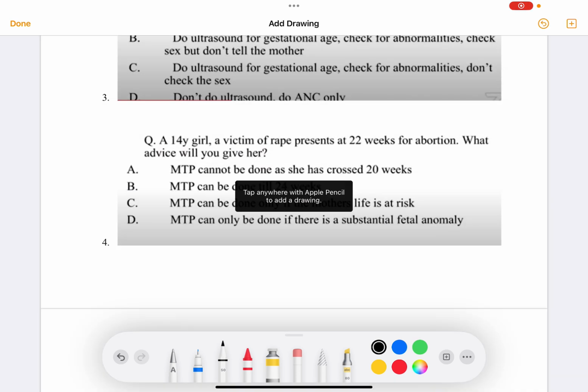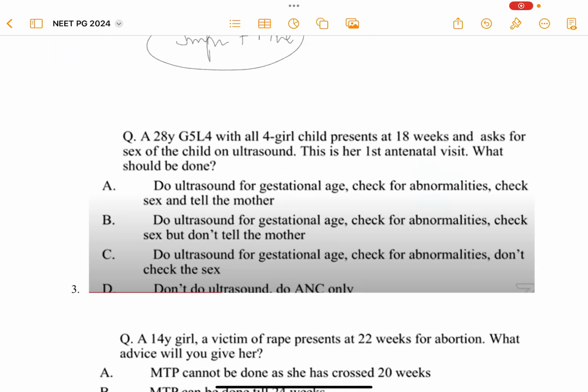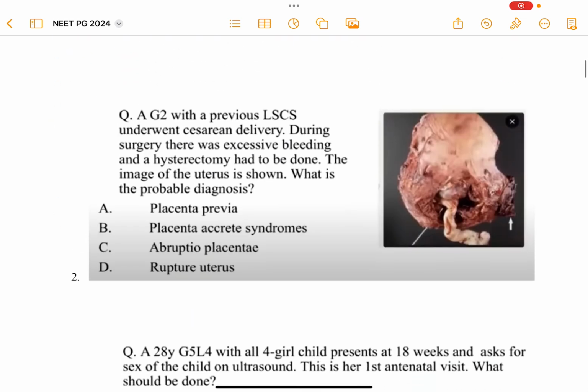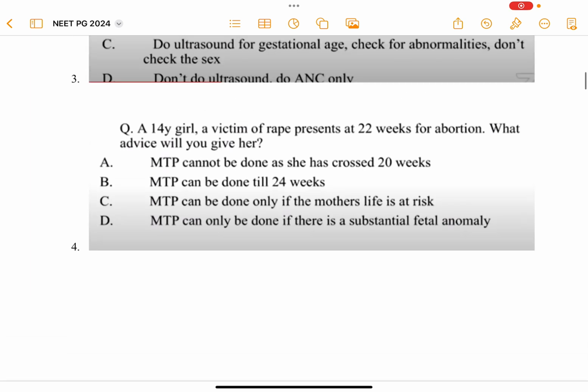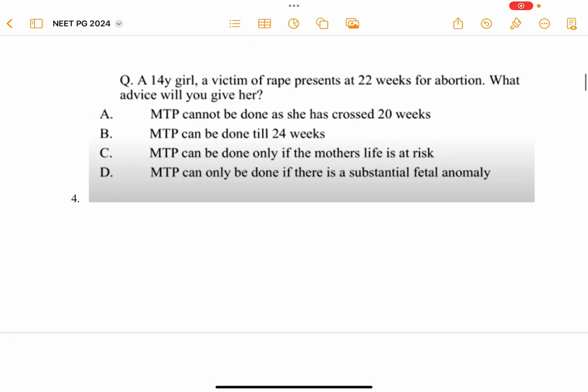Coming to question number 4. A 14-year-old girl, victim of rape, presents to you at 22 weeks period of gestation. Sorry for the technical glitch. She presents to you at 22 weeks period of gestation for abortion. What advice will you give her?